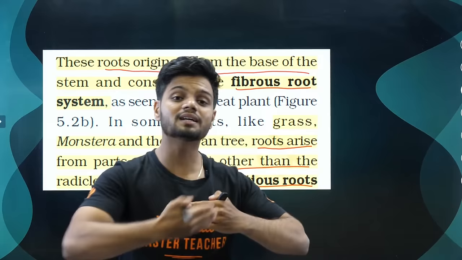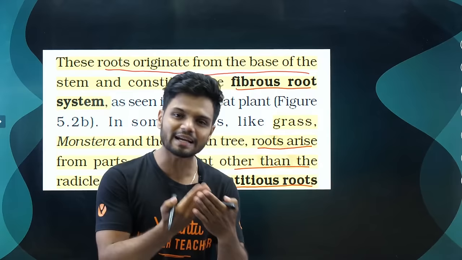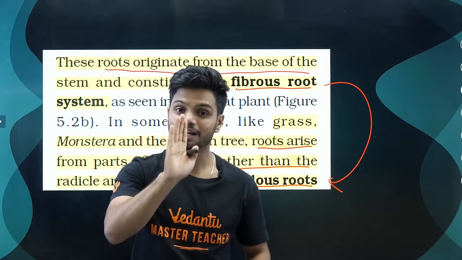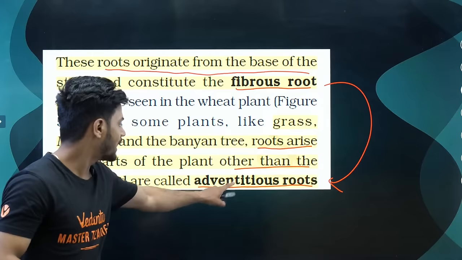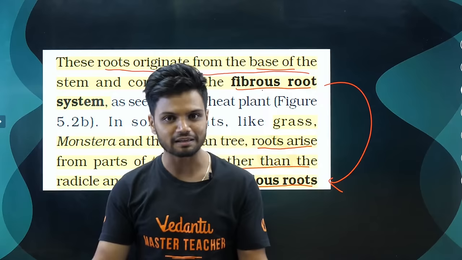Now you tell me, is the fibrous root developing from the radical? No. So technically, students, fibrous root is a type of adventitious root. Remember that throughout your life. The definition of adventitious root is root arising other than the radical. Fibrous root is arising from the base of the stem, not from the radical. So technically, fibrous root is a type of adventitious root.